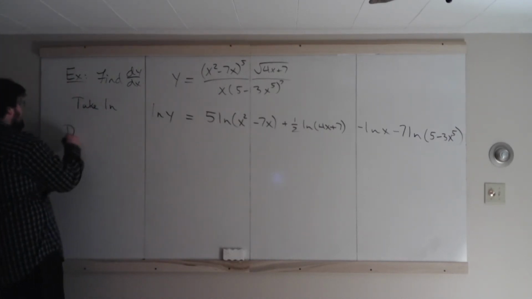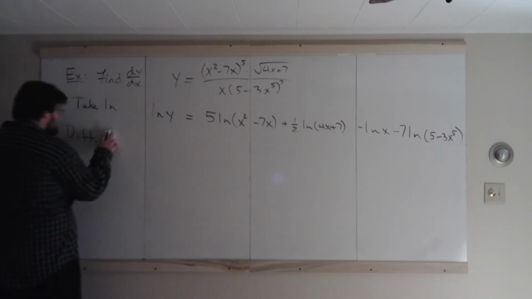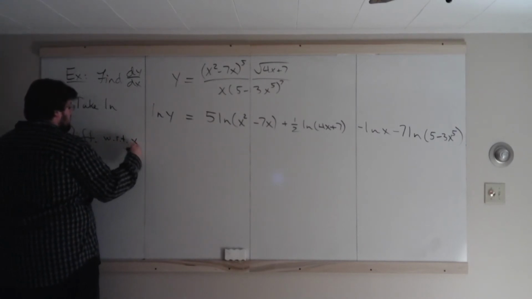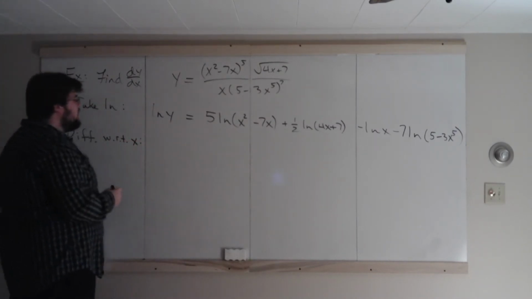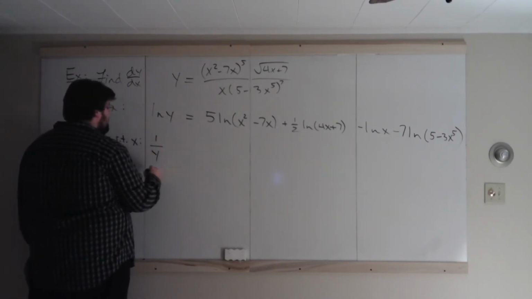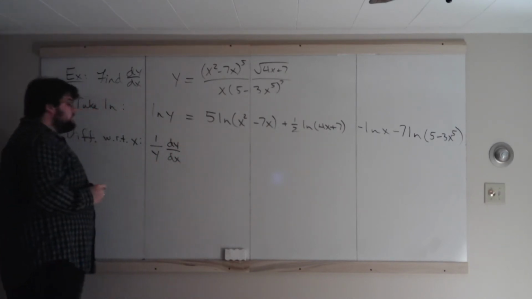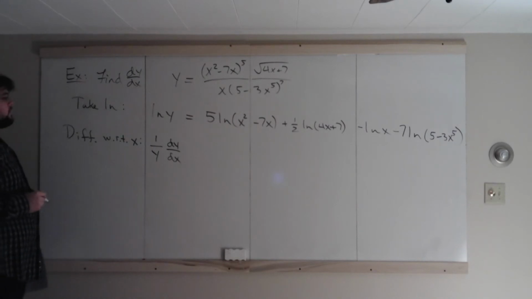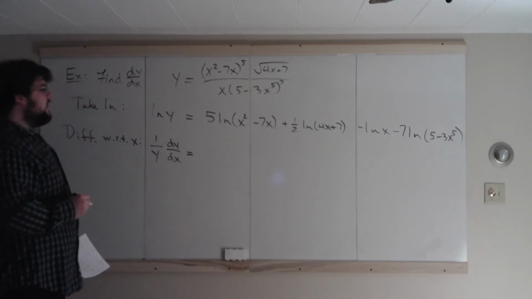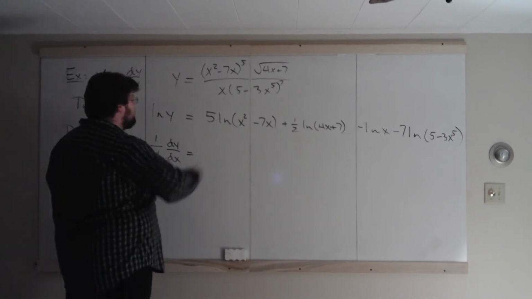So next we're going to take derivatives, differentiate with respect to x. And what do we get? Well, here remember, y is implicitly a function of x. So we get 1 over y times the derivative of the inside, which is dy dx. So on the left side, we have 1 over y, dy dx. On the right side, all we have are logarithms with only x's. We don't have any implicit differentiation on the right side.